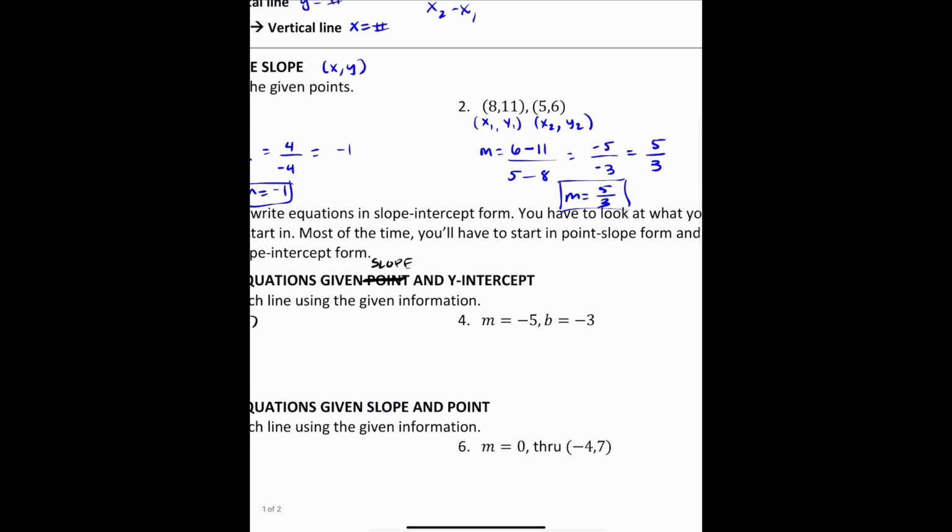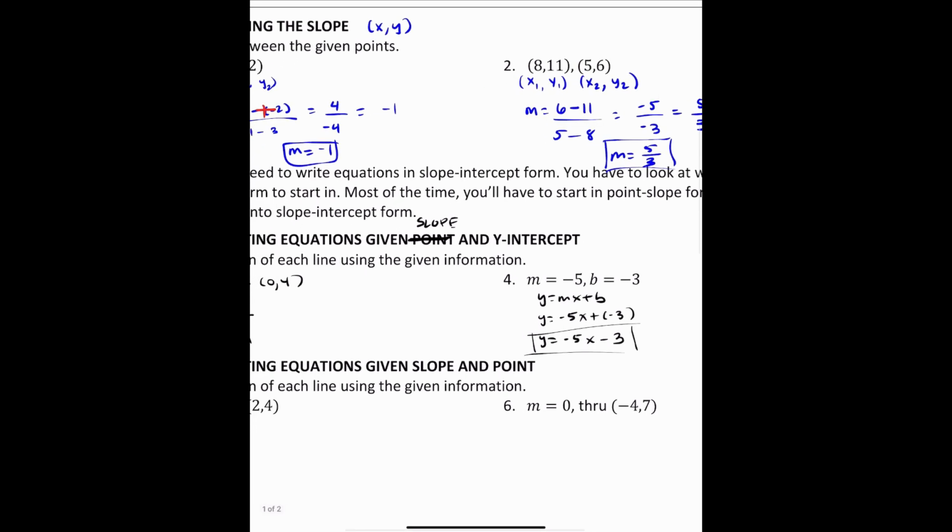Now moving on to number 4, we have m is negative 5 and b is negative 3. So I'm going to write my equation, y equals mx plus b, and all I have to do is just replace the m and the b. So it's y equals negative 5x plus negative 3. Now I'm going to simplify this so it looks like y equals negative 5x, and that positive times a negative is going to be a negative. So it's going to be negative 5x minus 3, and that's your answer.